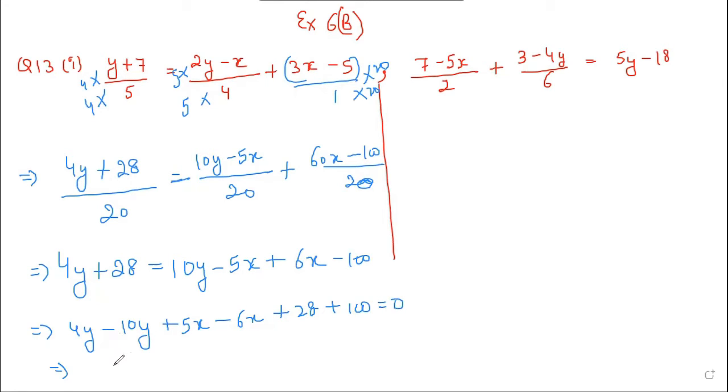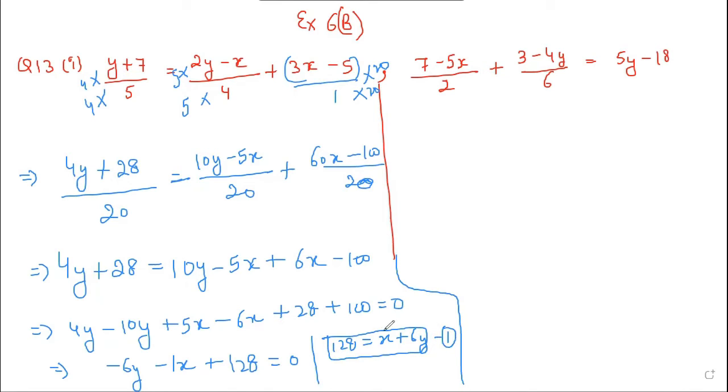4y minus 10y is minus 6y. 5x minus 60x, what will be the answer? It is minus 55x. Plus 128 equals 0. I don't like to keep the variables negative, so I'm rewriting it by shifting them to the other side. What will happen? 128 equals 6y plus 55x. We like to keep x first, so 55x plus 6y. Is this clear? That is my first equation.